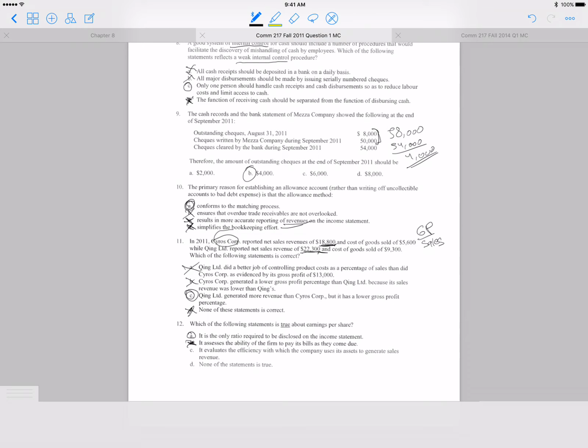So B is not true either because you don't even know what your accounts payables are. C, it evaluates the efficiency with which the company uses its assets to generate sales revenue. That's not true either because that should be your asset turnover ratio, and you're not even receiving any information about your assets, so you can't really draw any conclusions from that either. So that is incorrect as well, and D is just none of the statements is true. But that's incorrect because we said that A is true.